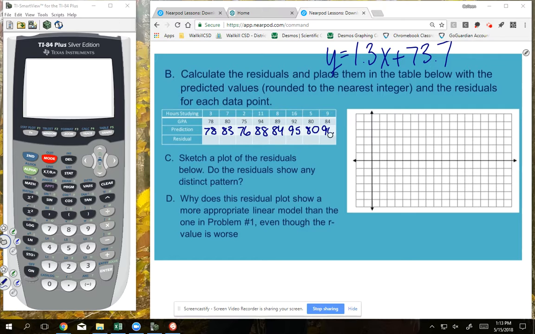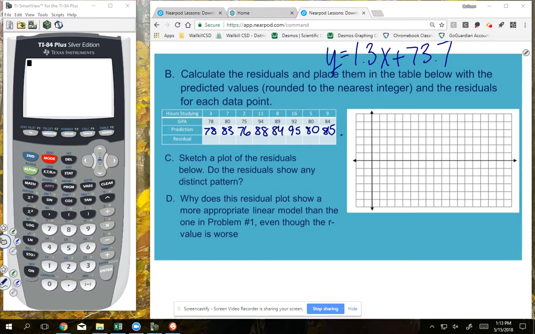I think that was correct, actually. You plug in, whoa, just double-check. Okay, if you plug in 1.3 times 9 plus 73.7, everybody else agrees it should be 85? We're good? Okay. So now I've got my prediction. How do I calculate my residual?